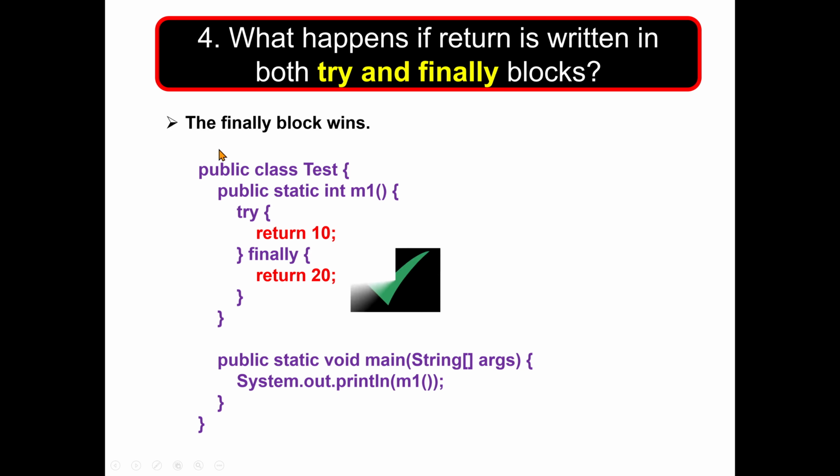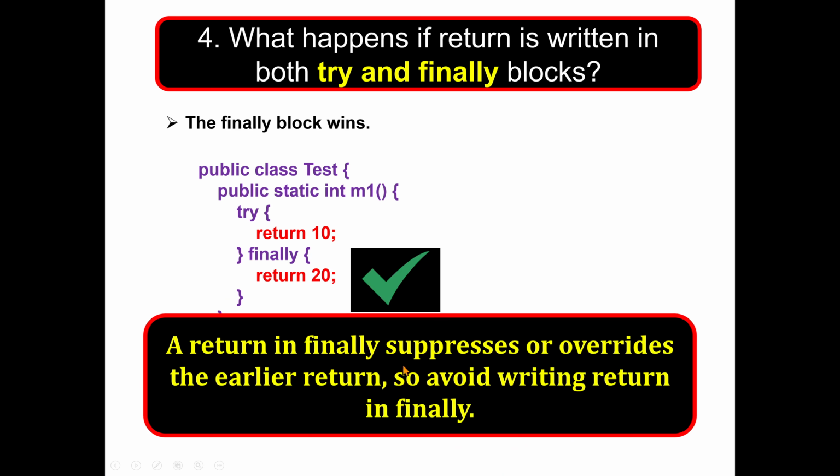So eventually the finally block will win. Why? Because the return in finally suppresses or overrides the earlier return. So even if we write return multiple times in a try block, that will not get counted. Eventually the return in finally will override or suppress the return in the try block. So this is the impact, the return in finally wins the game. This is the straightforward answer you should keep in mind.